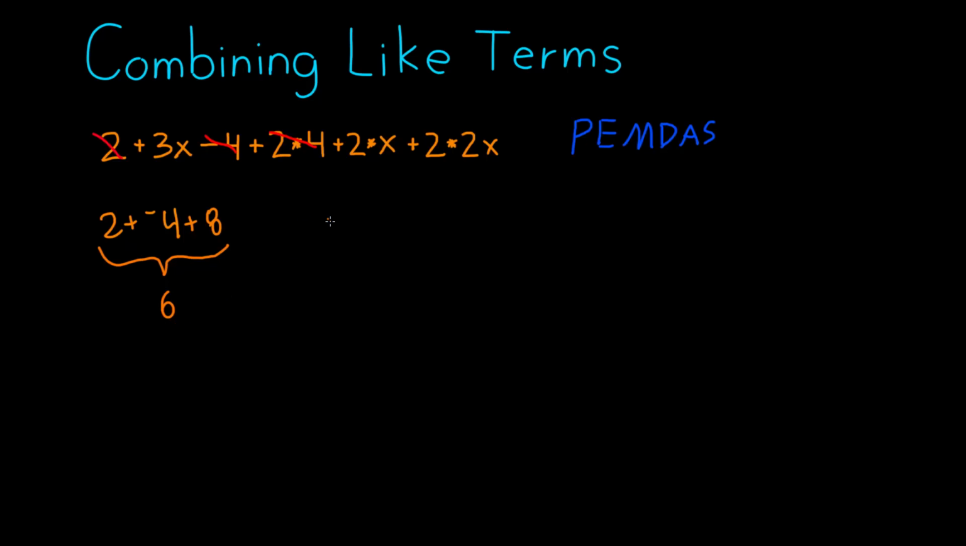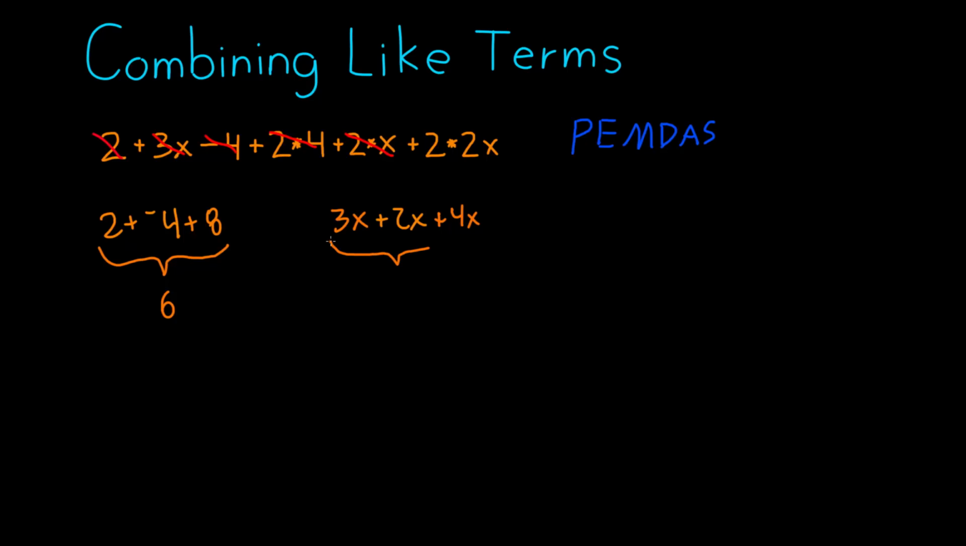Let's take a look at the x pile here. We've got a 3x, and then we'll cross it out. 3x plus 2 times x, which is the same as 2x, plus 2x. We'll cross that one out. And then now notice how it's 2 times 2x. Well, this becomes a 4, so it's plus 4x.